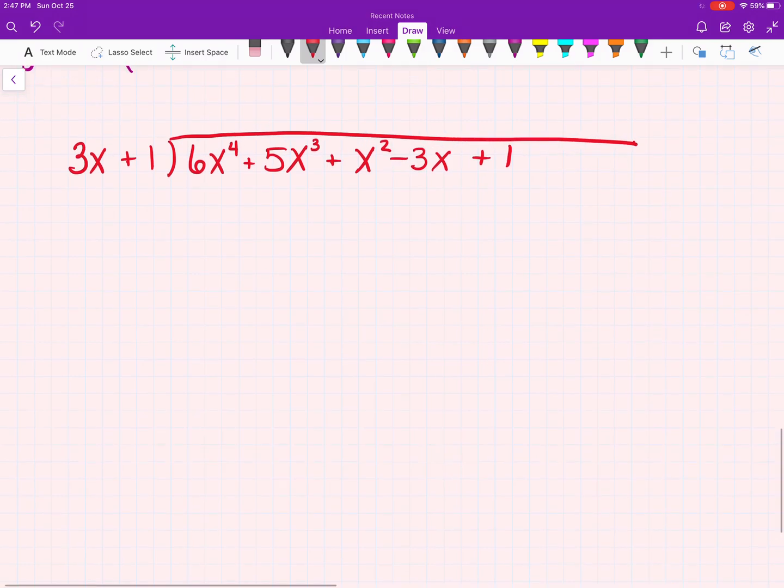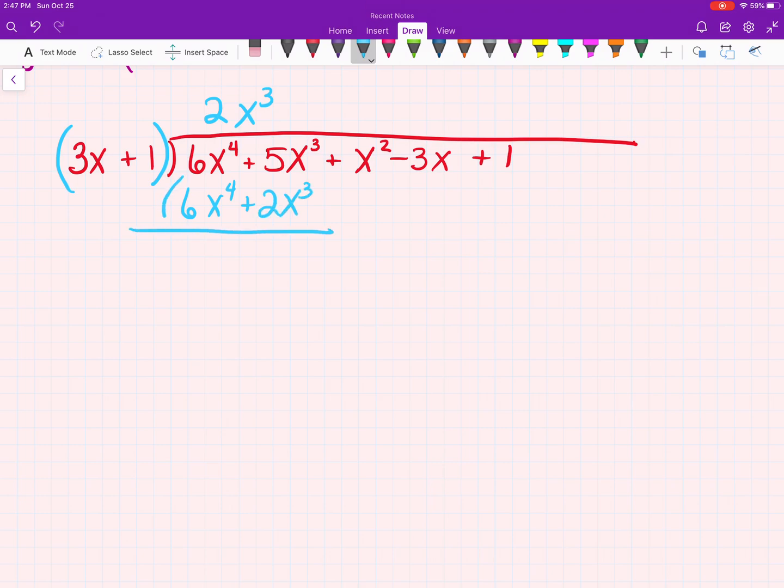First thing I do is look at my 3x and my 6x to the fourth. I know it's going to be a 2, and it has to be x to the third. I take that and I multiply it by this whole thing. So that's going to be 6x to the fourth plus 2x to the third. I have to subtract away the entire thing. So 6x to the fourth, subtract 6x to the fourth, goes away. 5x to the third, subtract away 2x to the third is going to give us 3x to the third.